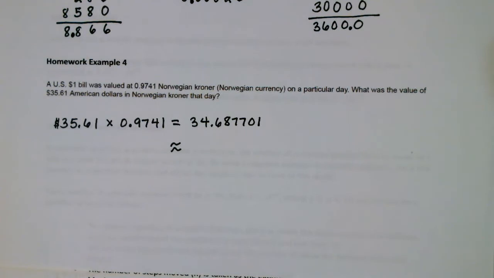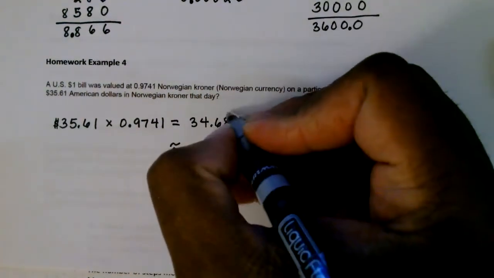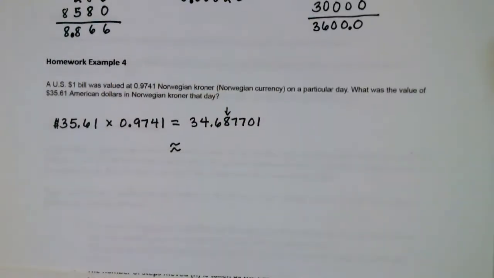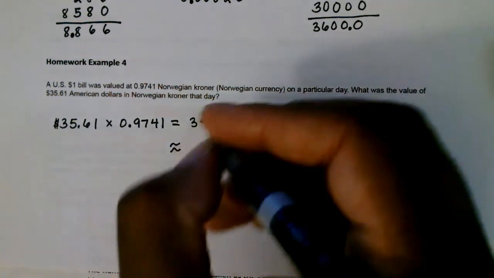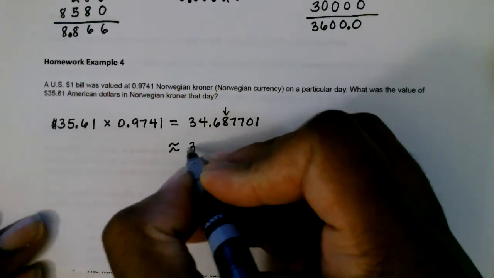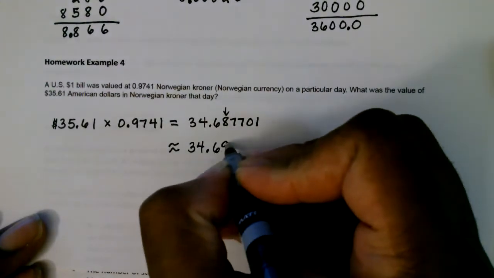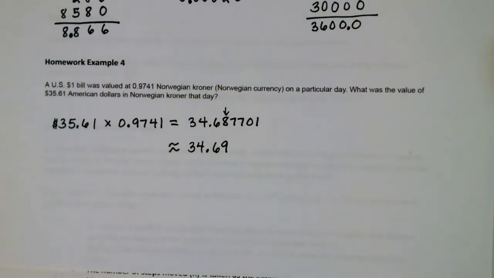Now they might want you to round off to 2 decimal places in this case. We're going to talk about rounding in a few minutes, but let's say to the nearest hundredth. The second number after the decimal point, that's the 8. The number to the right of it is 7. That's bigger than 5, so we're going to increase that 8 to a 9, so it'll be 34.69. So in this case, in Norwegian kroner, it's going to be 34.69.